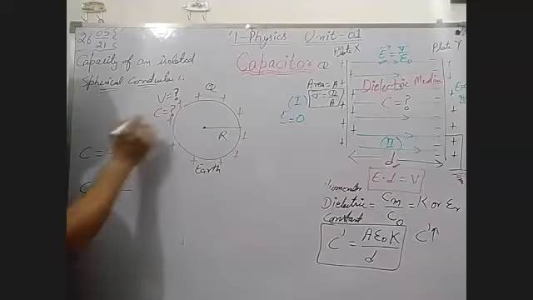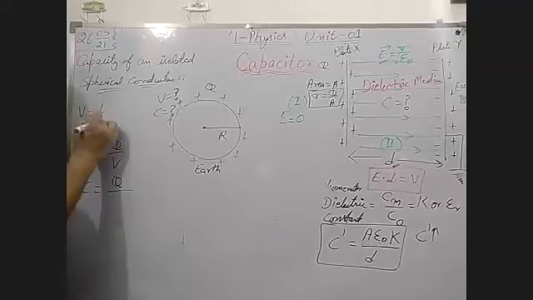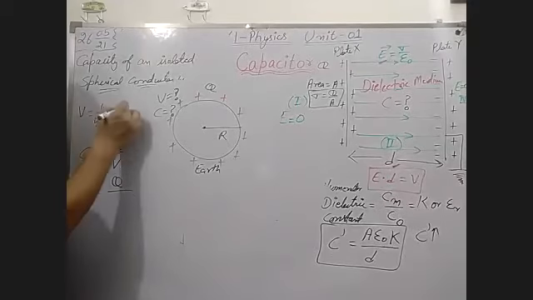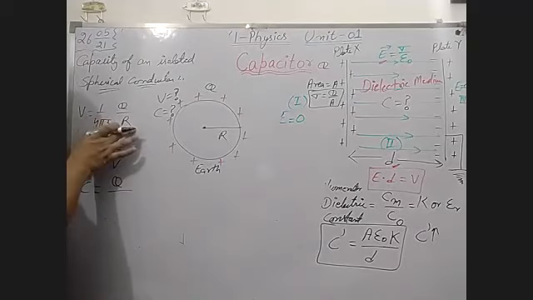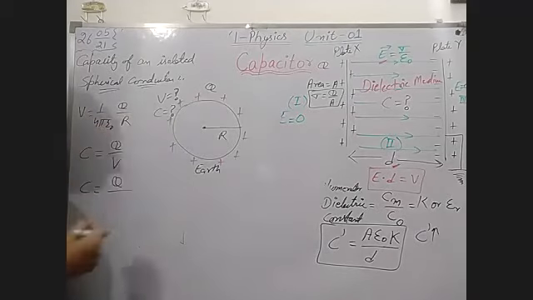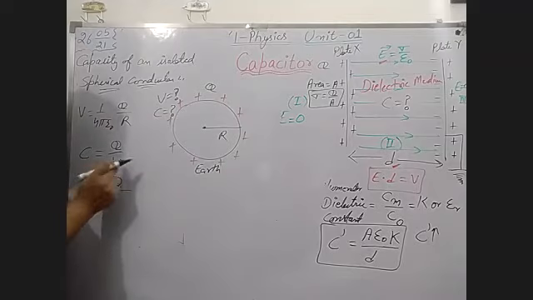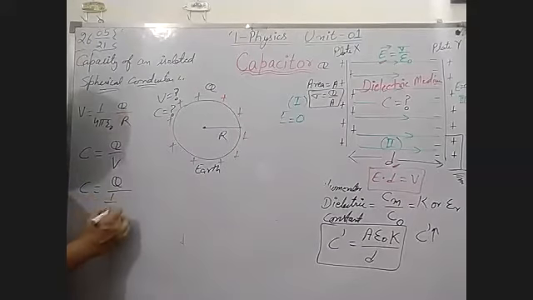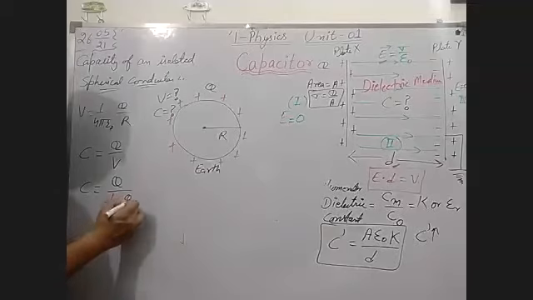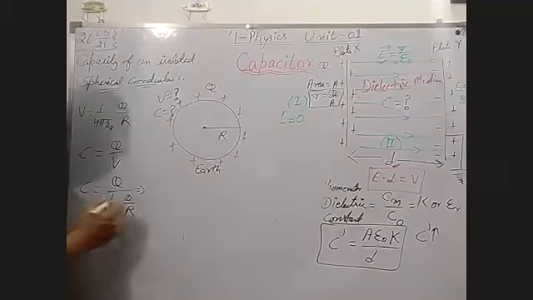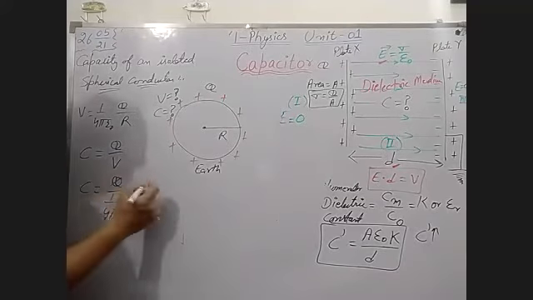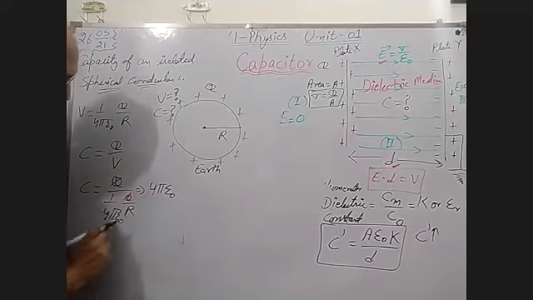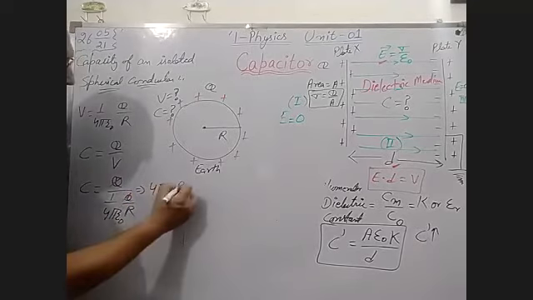And C is capacitance. We know that V has the formula 1 upon 4 pi epsilon naught Q by R. This is the formula for calculating the potential if a source charge is there and this is the distance. Now C is equal to Q by V. Put the value of V, 1 upon 4 pi epsilon naught Q by R. Now Q and Q cancel, and the remaining thing goes in the numerator: 4 pi epsilon naught into R.